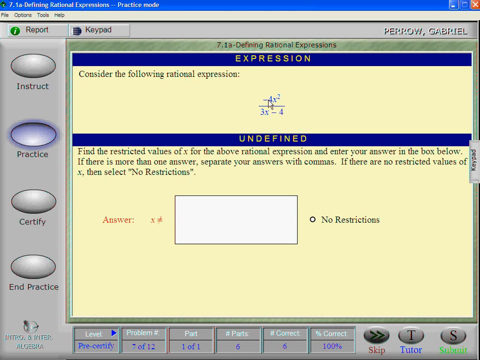Here's one right here. We don't even have to really go through the steps in the tutor mode again, because look at this. This doesn't factor at all, 3x minus 4. It is what it is, so if I just set it equal to 0 and solve, I'd add 4 to both sides. I divide both sides by 3. Our restriction would end up being 4 over 3.